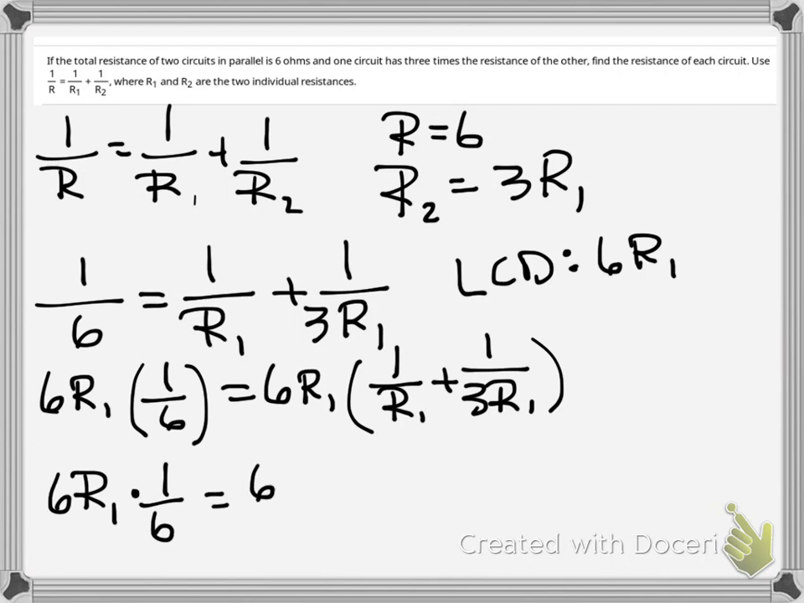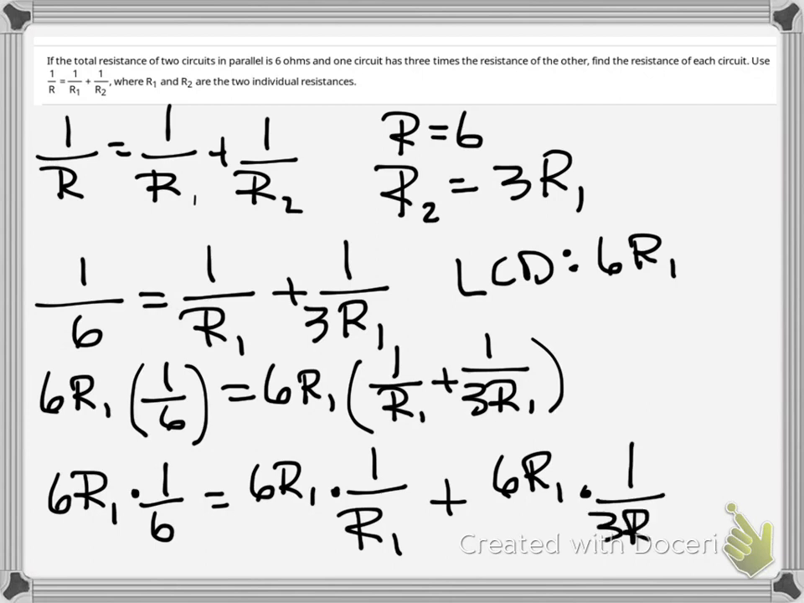Remember, when you multiply that right side, you have to distribute that least common denominator. You have to distribute it to everything inside the parentheses. So basically, I'm multiplying 6 R sub 1 to both of those terms. Why are we doing that? Well, the whole reason we want to do this is we want to get rid of these denominators. We want to simplify out these denominators.